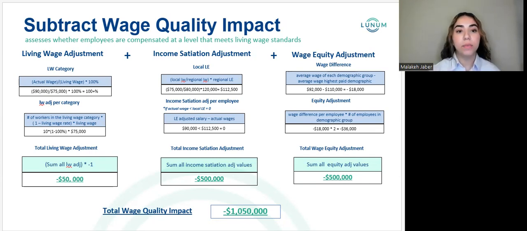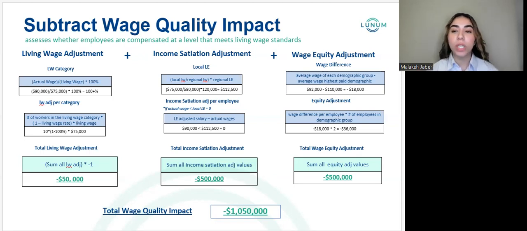Now that we've calculated the income satiation adjustment, our next and final step in calculating wage quality is to calculate the wage equity adjustment. When we're talking about wage equity, the purpose of this adjustment ultimately is to ensure that wages are equitable within various job types and seniority levels, and that's to ensure that equal pay is earned for equal work. So the first step is to calculate the wage difference. We do this by taking the average wage of each demographic group. For employee X, that's Black females, and we subtract that by the average wage of the highest paid demographic.